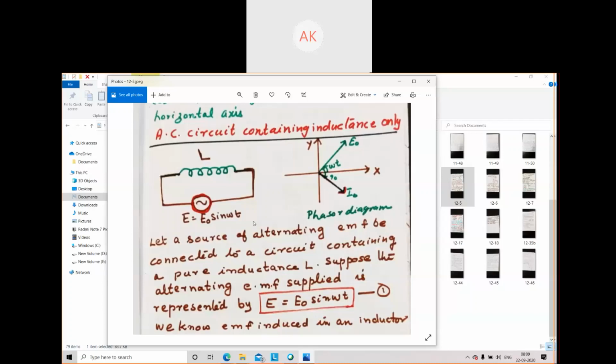But when AC is passed through an inductor, they will not be in the same phase. Let us see what is the phase difference between the current and voltage. There will be a phase difference between current and voltage.